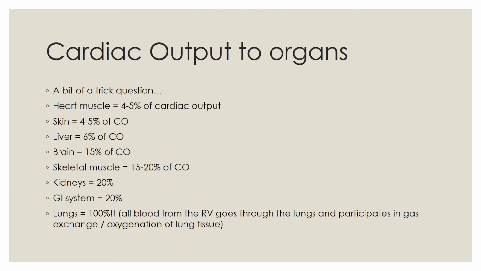All right, cardiac output to organs. So this question was a bit tricky. The correct answer was that the lungs receive the greatest proportion of cardiac output. But here are some of the other amounts of blood that each of the organs get. The heart muscle itself really only gets about 4 to 5% of the cardiac output through the coronary arteries.